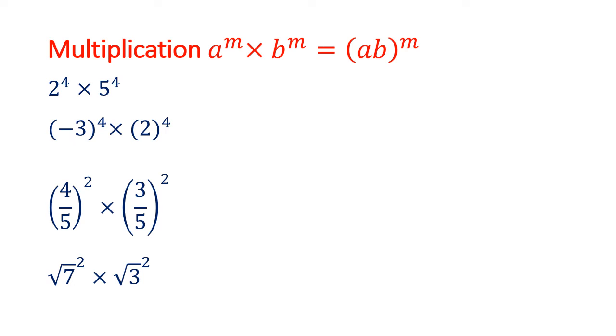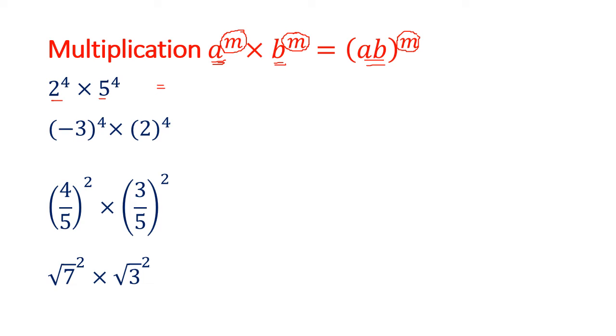What have we got here now? In this case, the base is different, but the power is the same. So the simplified answer is multiplying the bases and then putting the power. Let us verify this: 2 raised to 4 into 5 raised to 4.